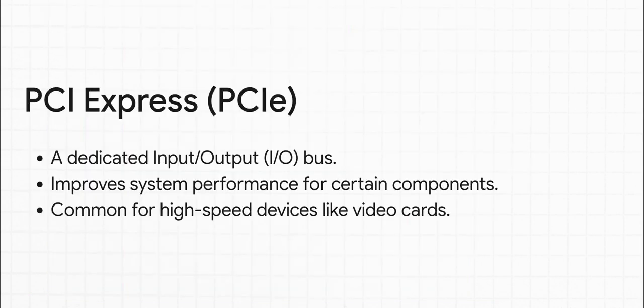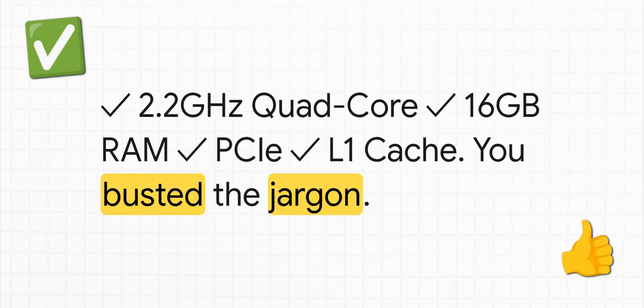And that brings us to PCI Express, or PCIe. Think of this as a special express lane on that data highway. It's built for the components that need to move a ton of information really, really fast. We're talking powerful video cards for gaming or high-end sound cards. This keeps them from causing a traffic jam and slowing everyone else down. And just like that, take a look.